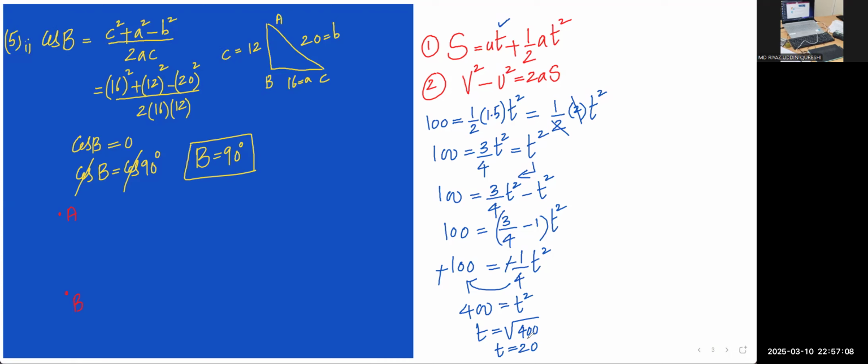If you put this T value in this relation, the top one, for A, then you will get the distance. See what happens. S is equal to initial velocity, anyhow 0 only, so we don't consider it. 1 by 2 as it is.